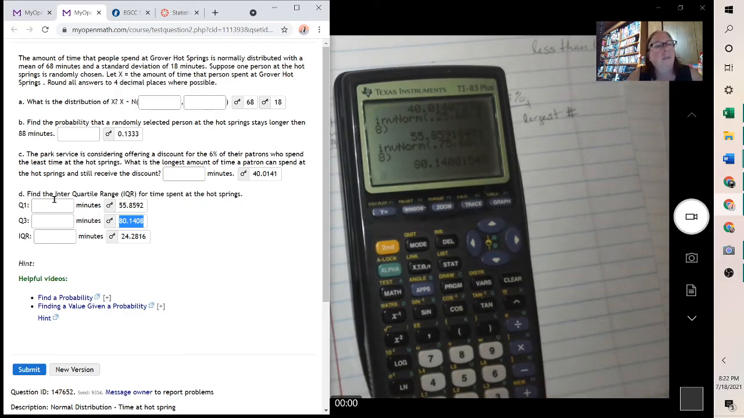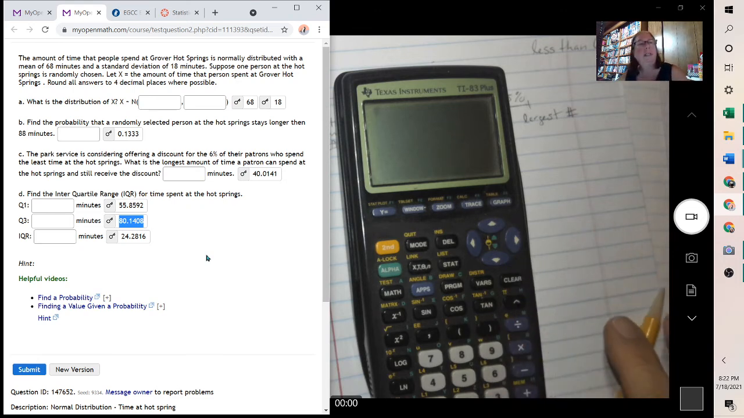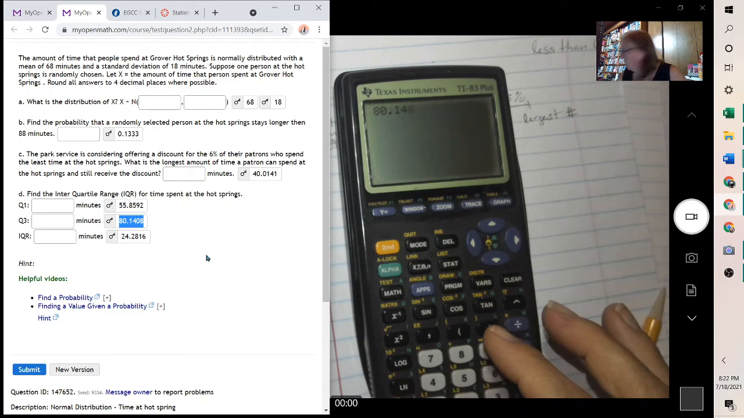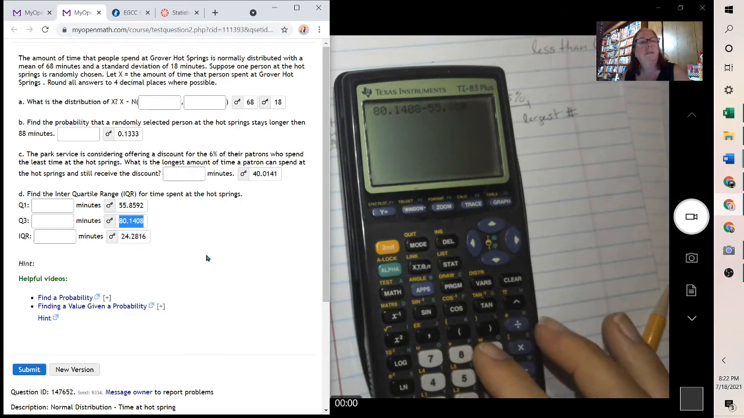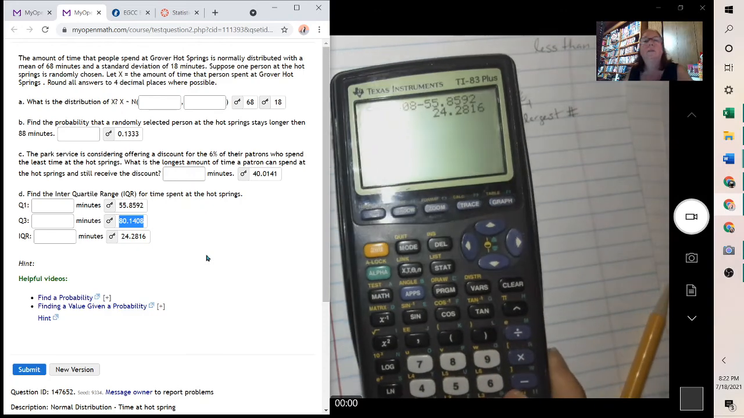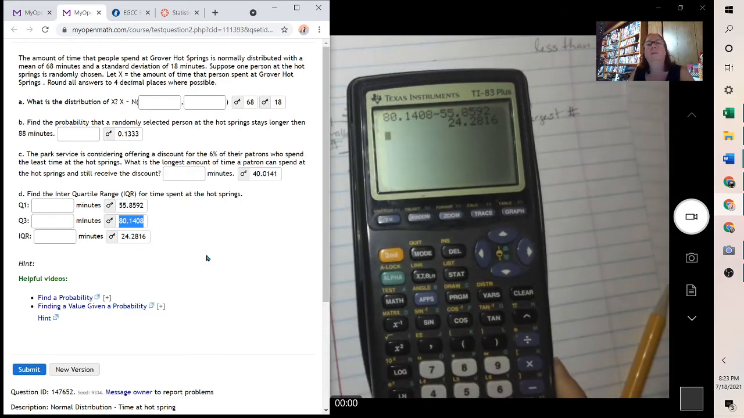The last one, you just subtract your two quartiles. So we would take 80.1408 minus 55.8592. And then it'll give you the 24.2816.